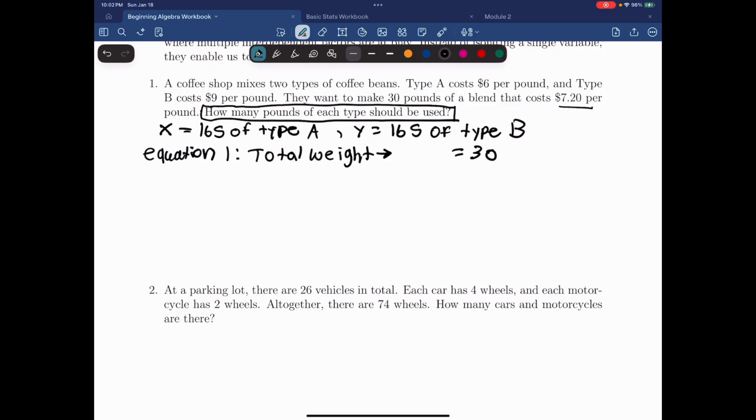And right, we're mixing 2 types of coffee. We're mixing type A and type B. So altogether, type A and B must be 30 pounds. So I'm going to do x plus y. And that's the first equation. When you add up the 2 mixtures together, they should equal 30 pounds because that's specifically what we're looking for, to make 30 pounds of a blend. So that's equation 1.